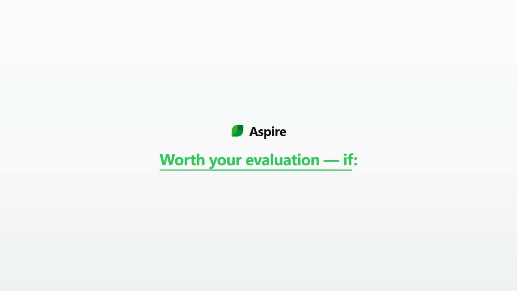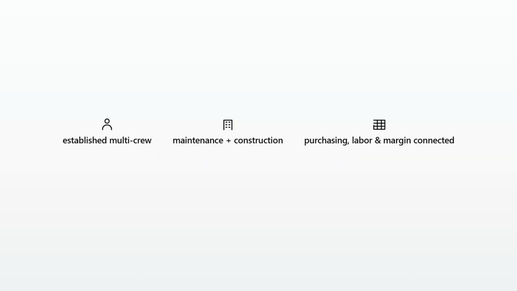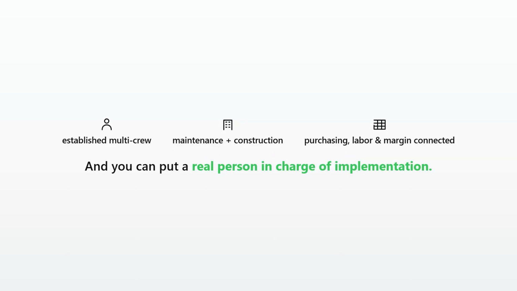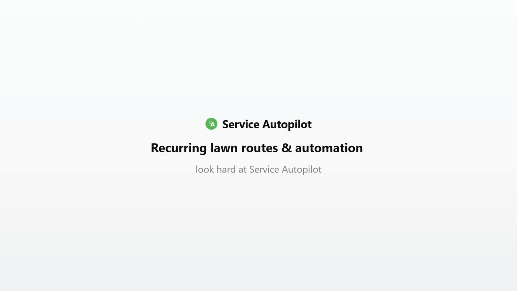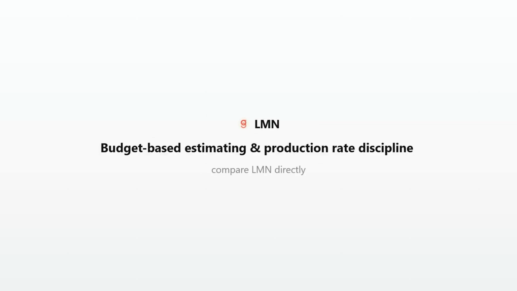Here's my verdict. Aspire is worth a serious evaluation if you run an established multi-crew landscaping operation where maintenance, construction, purchasing labor, and job margin have to stay connected, and you can put a real person in charge of implementation. If your day is mainly straightforward residential quotes, visits, and invoices, Aspire can be more operating system than you need, and Jobber is the lighter door. If recurring lawn, routes, and automation are the main problem, look hard at Service Autopilot. If budget-based estimating and production rate discipline are the center of the business, compare Element directly.